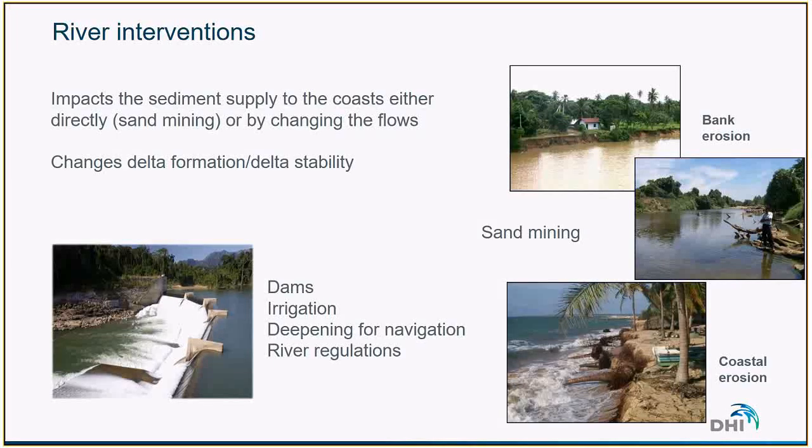the neighboring coasts that used to be supplied by sediment can suddenly start to lack sediment, and this can potentially cause significant erosion. The changes in river flow due to dams or deepening of navigation channels or river regulation can have a significant impact on the coast as well. The reduction in the flow speed, for instance, can have an impact on the delta formation and the delta stability, which can potentially lead to the river outlet retreating and therefore not being able to supply sediment to the coast.